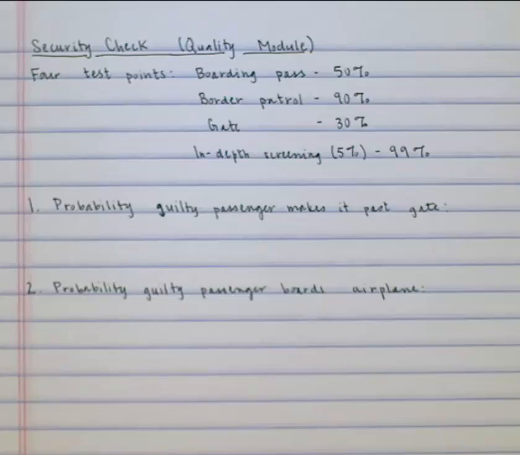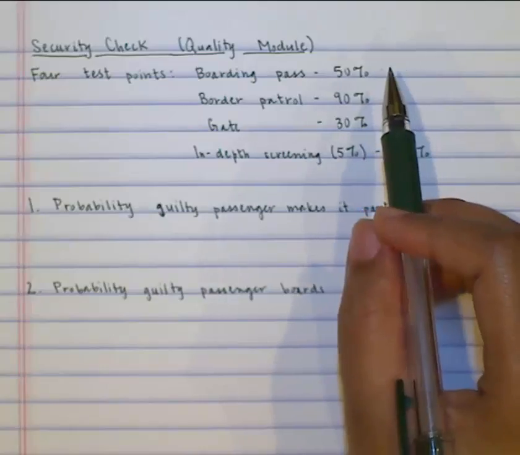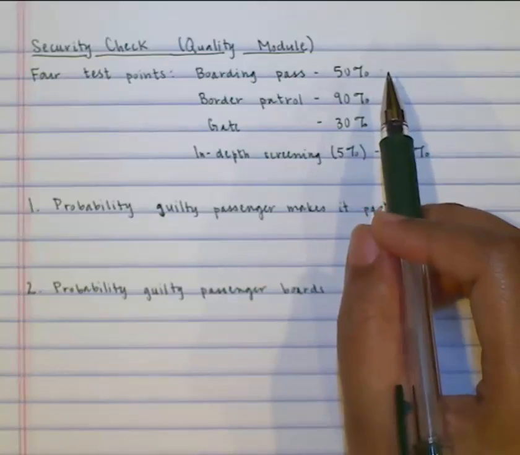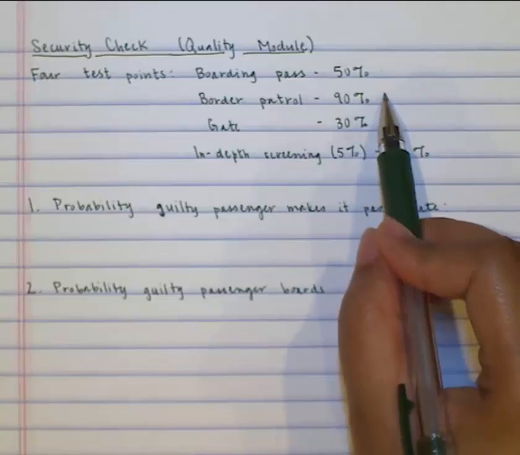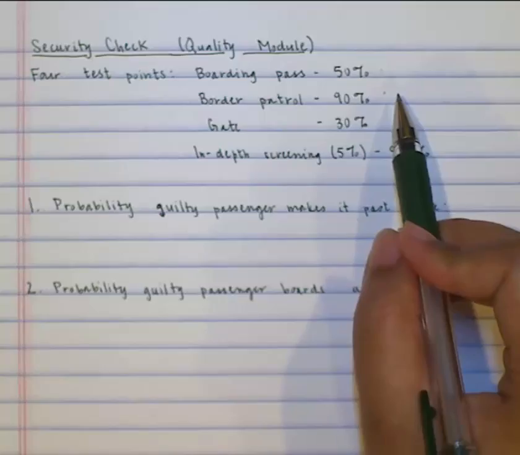First, passengers must obtain a boarding pass. Airlines recognize 50% of security violations here. Then, passengers are screened by the German Border Patrol. They recognize 90% of security violations.